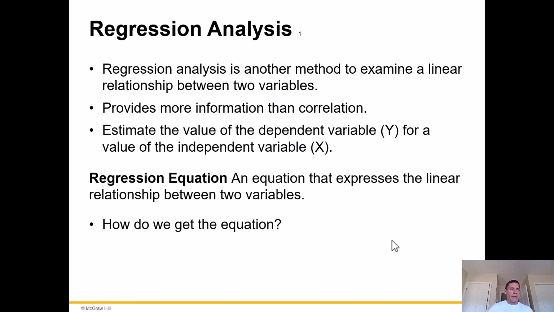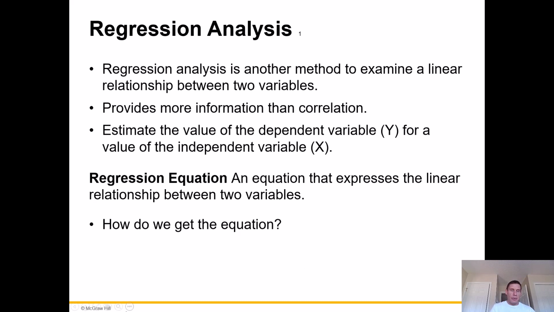Okay, the other thing I want to talk about just briefly in this video is regression analysis. Regression is a really powerful tool. It's very easy to do and very cheap. Reading the output isn't as bad as everybody seems to think. So let's talk a little bit about regression. Regression analysis is another method to examine a linear relationship between two variables. It provides more information than correlation certainly does, and we can estimate the value of the dependent variable y for a value of the independent variable x. The regression equation expresses the linear relationship between two variables.